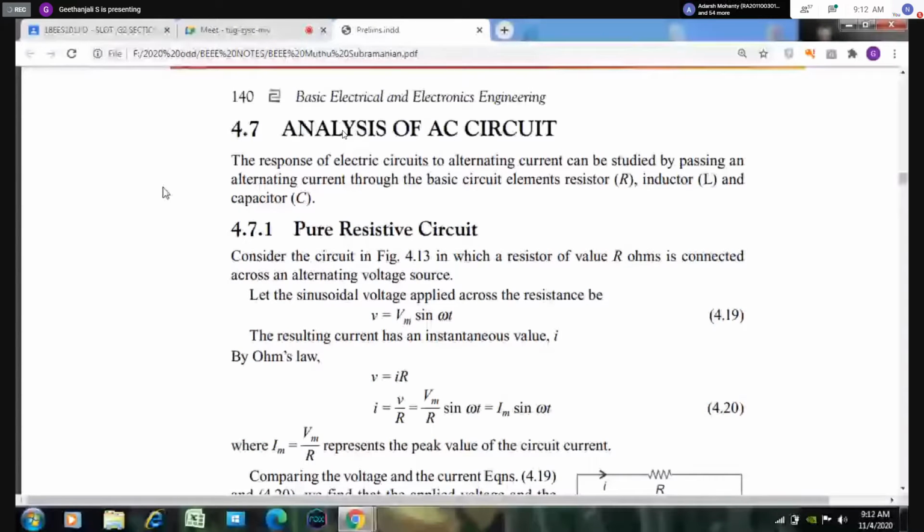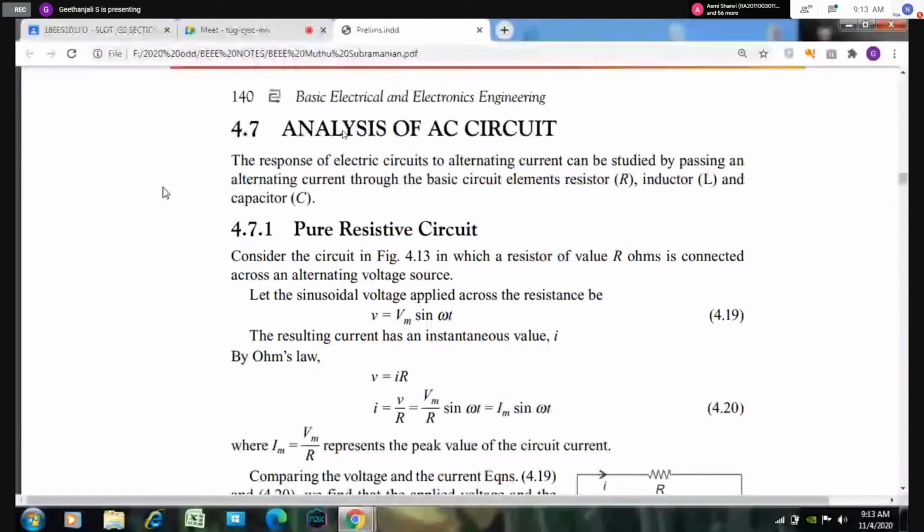So in the analysis of AC circuits, we will see the pure R circuit, pure L circuit, and pure C circuit. A pure R circuit means that a pure resistance is connected with the AC supply. We are going to discuss the relationship between the voltage and current. The same thing we will see for the pure inductive circuit and pure capacitive circuit. So first, what is the analysis of AC circuit?